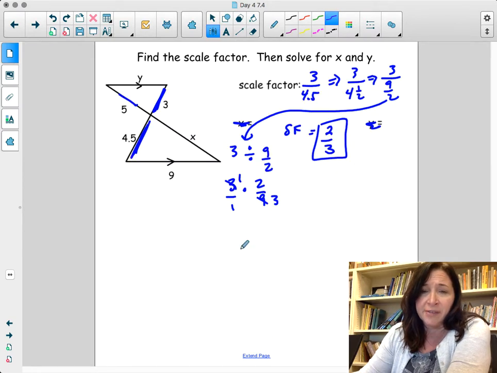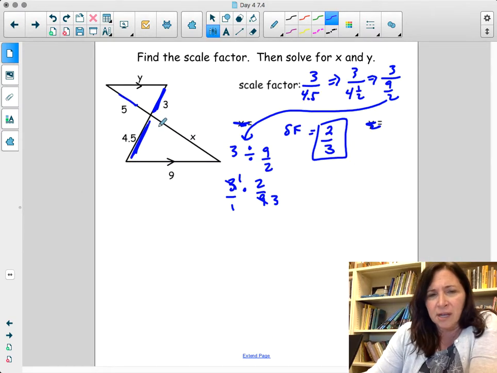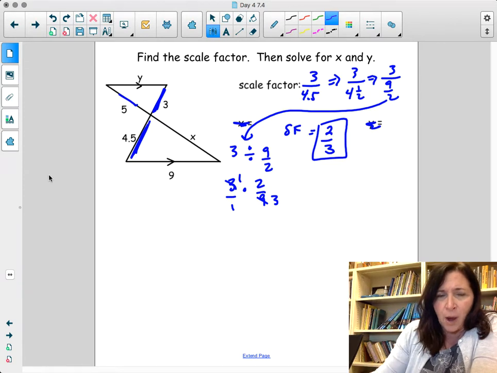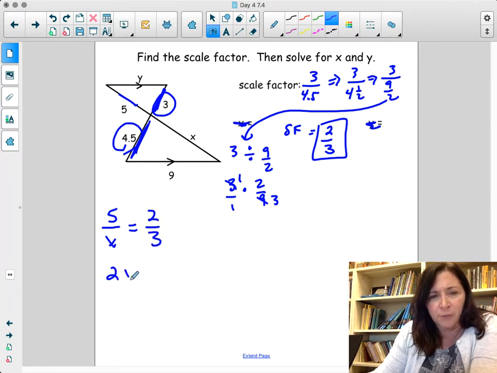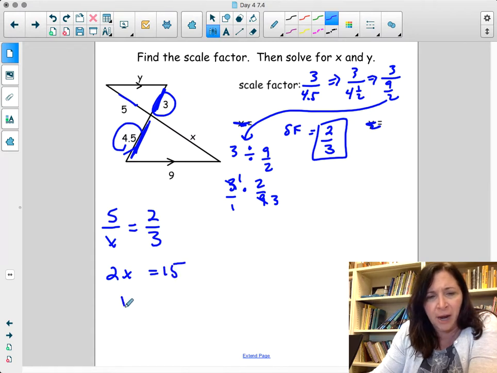So once I have my scale factor, now I can just pretty quickly find x and y. So remember, we went small is to larger. So for me, I'm going to go 5 is to x as 3 is to 4.5, which we reduce to 2 over 3. We're going to cross multiply. 2x equals 5 times 3, which is 15. I'm going to divide by 2. I get x equals 15 over 2.